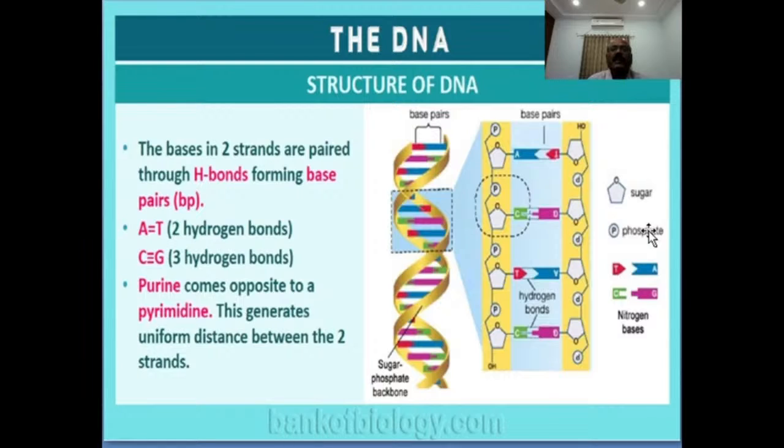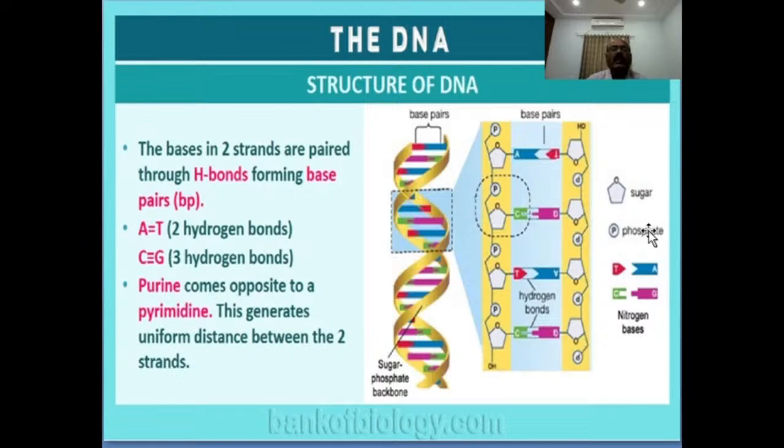In the structure of DNA, the bases in two strands are paired through hydrogen bonds, forming base pairs. In between adenine and thymine, 2 hydrogen bonds. In between cytosine and guanine, 3 hydrogen bonds. That means a purine comes opposite to a pyrimidine. This generates a uniform distance between the two strands.